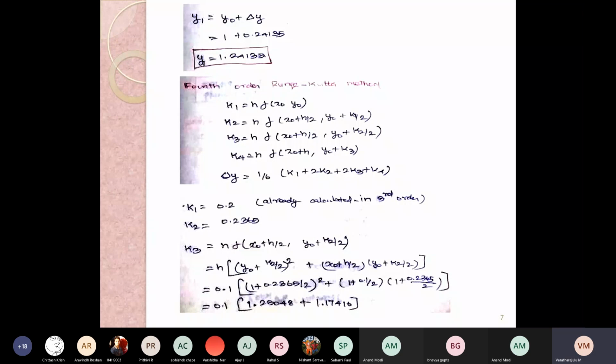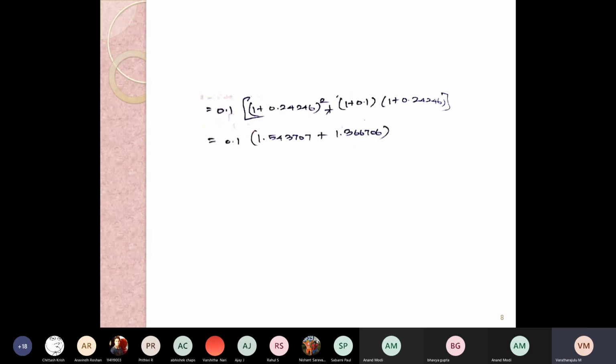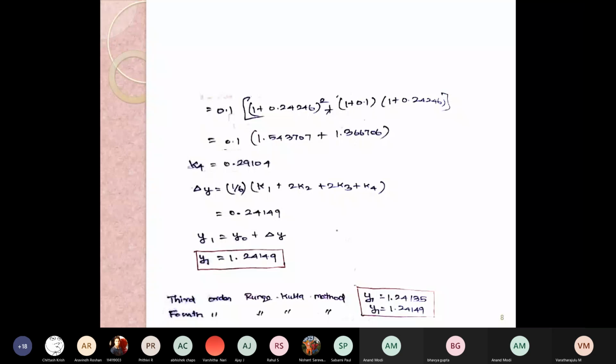Move ahead, move ahead. Go till the end. Go ahead. Little back.